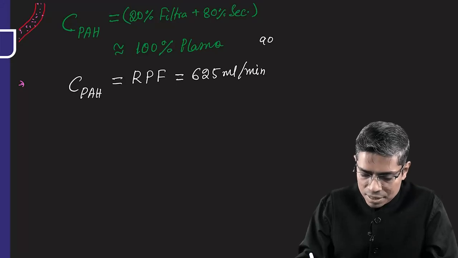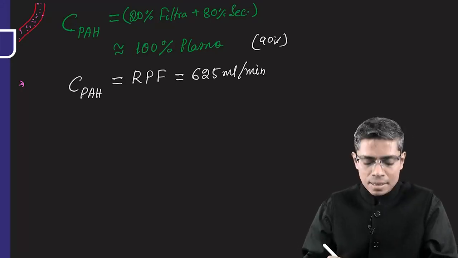100% of plasma. But again and again I am saying 100%, but is it 100%? Although I am saying 100%, it is approximately 100%. Because 100% of the plasma will not get cleared even for PAH, although for understanding purposes we have taken that into consideration, it is nearly equal to 100%. Actually this is 90%.